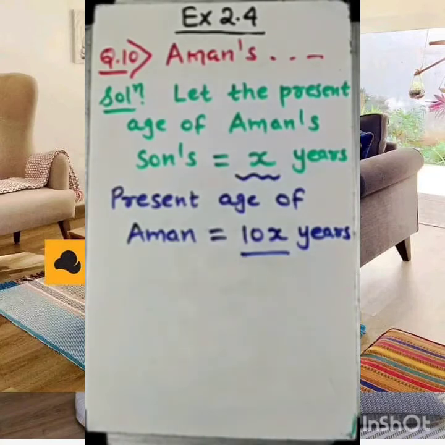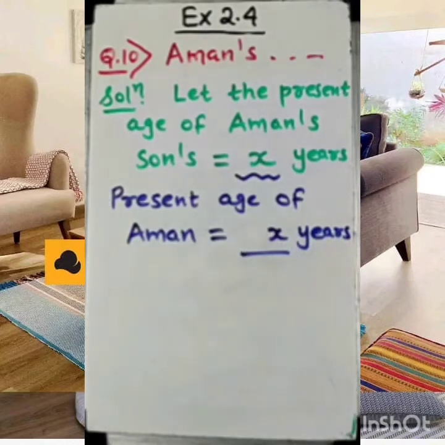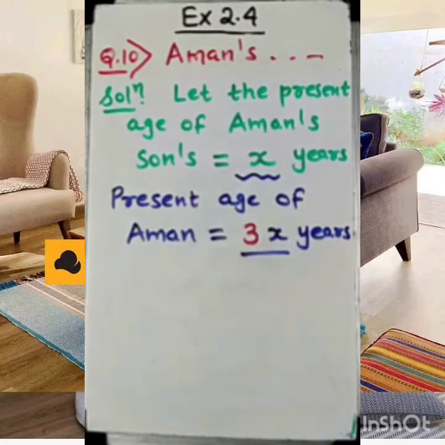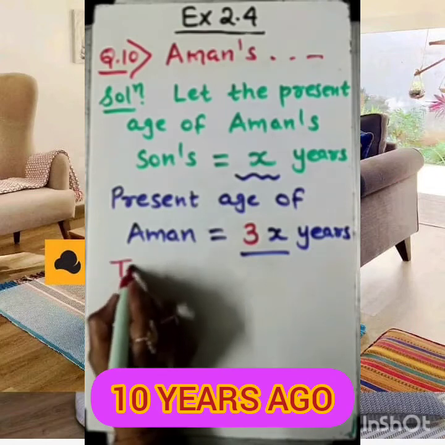Clear to you? No, it is not 10x. It is 3 times, so it is 3x. Sorry, I am correcting. Here it is given in the question that it is 3 times his son's age. So I am mentioning here it is 3x years. Okay. Now, let's talk about 10 years ago.